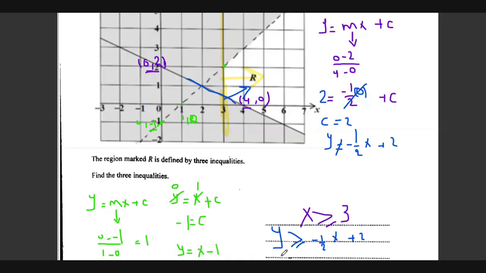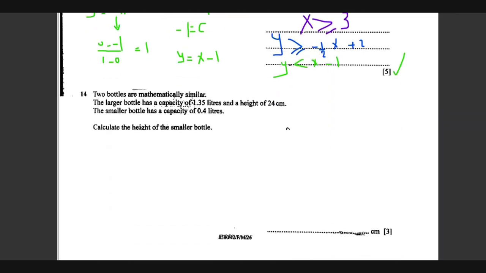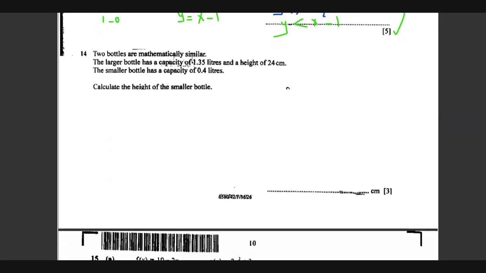So here y will be less than, because it's moving down. To move to R, we are getting down like this. So we say y is less than x minus 1. We get the 5 marks easily. Yeah, let's move to question number 14.